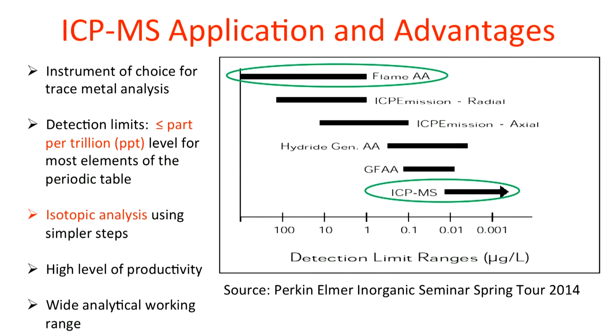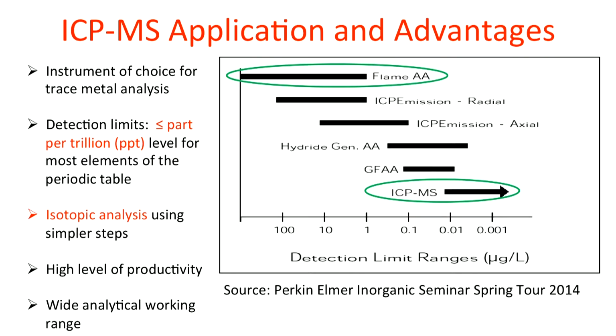With ICPMS, you're also able to quantify isotopes of an element. So when we say isotope, the element has different mass numbers. So let's say you have lead. Lead can exist in atomic mass of 204, and then 206 and 207. So those are the different isotopes, and you're able to quantify this in ICPMS.